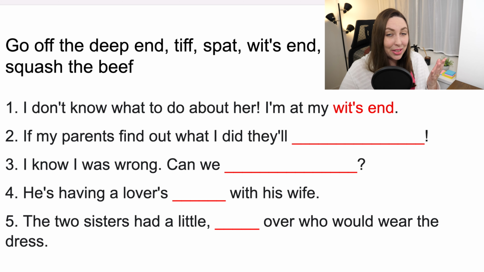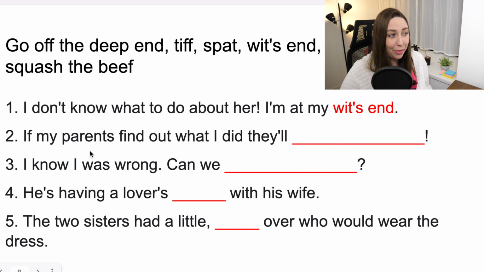I don't know what to do about her. I'm at my wits end. I have no more patience. I don't know what to do next. I'm so worried. I'm so concerned. I'm so annoyed.